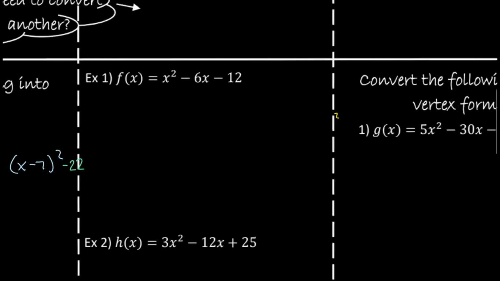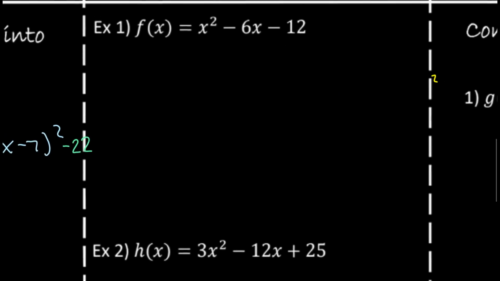All right. So now I'll show you how to do this without using that box method, that Punnett square. It's actually really easy once you do it. So, looking at this quadratic, we have x squared minus 6x minus 12. First thing I want to do is try to create my parentheses squared.